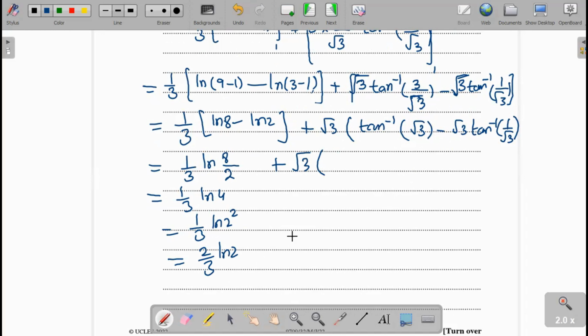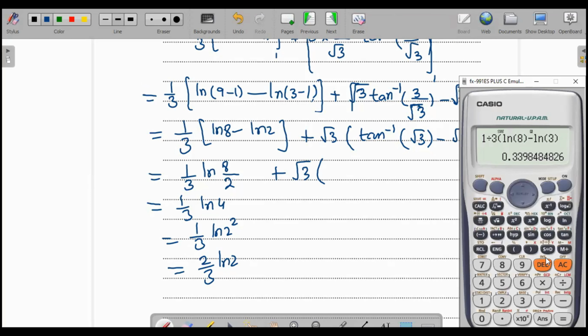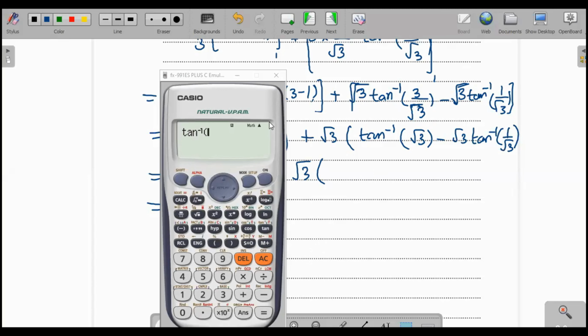Now we calculate these values by calculator. Find the tan inverse. Now tan inverse square root of 3 is equal to 1 over 3 pi.